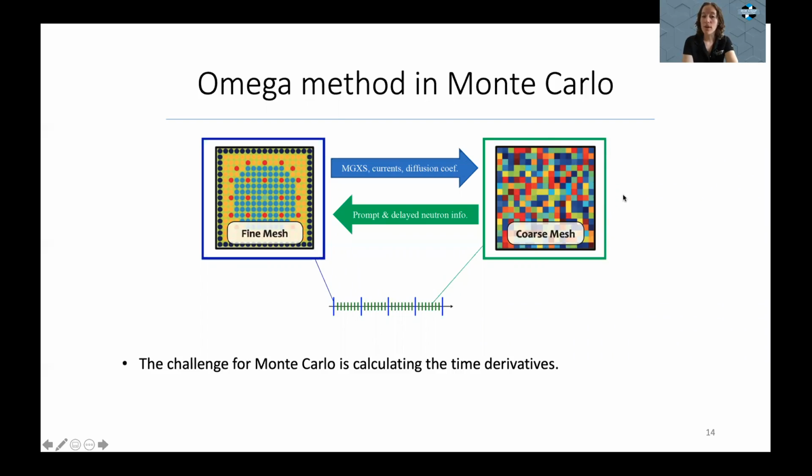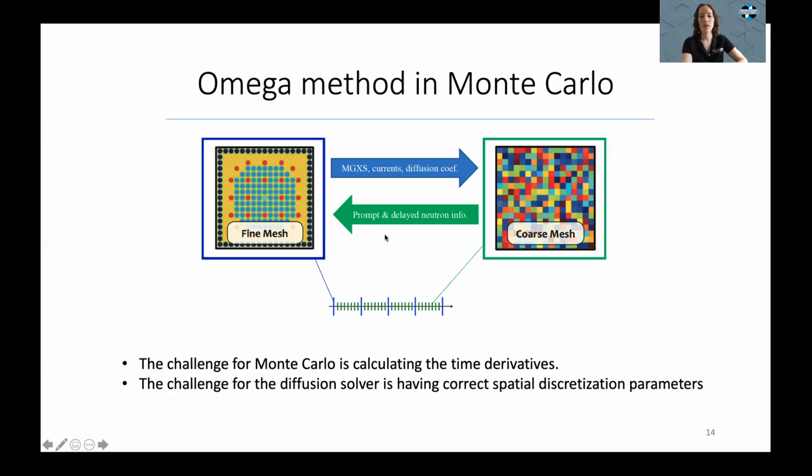Now, Monte Carlo has challenges in calculating time derivatives, but that information will be sent from diffusion in the form of frequencies, which carry the prompt and delayed neutron information. The challenge for the diffusion solver is to have good diffusion parameters, such as diffusion coefficients, currents of neutrons between cells, and cell average properties. Well, Monte Carlo can tally that very accurately and send that information to the diffusion solver.